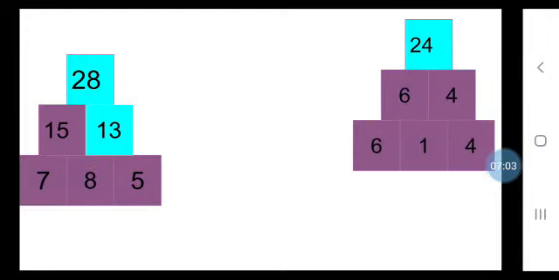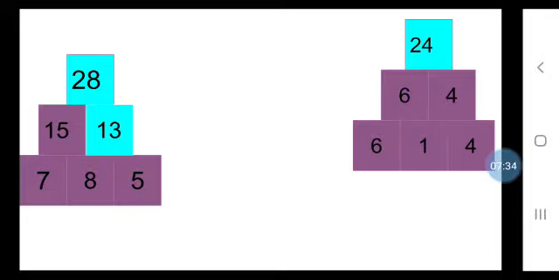785 is written on the lowermost line of the tower. What do I get above on the second line of the tower? Observe that when I add 8 and 7 I get 15. So what will come in the neighboring block? You add 8 and 5. What do you get? 13. My answers are written in the blue color. And then what will come on the top? You add 15 and 13, you get 28.